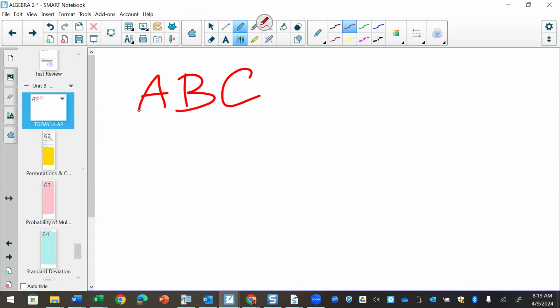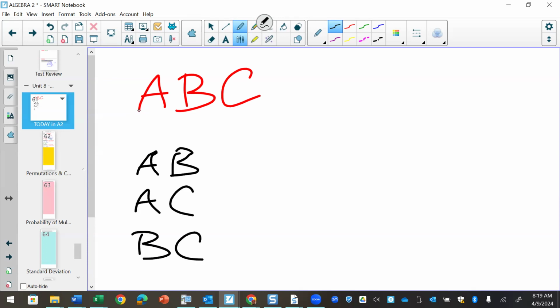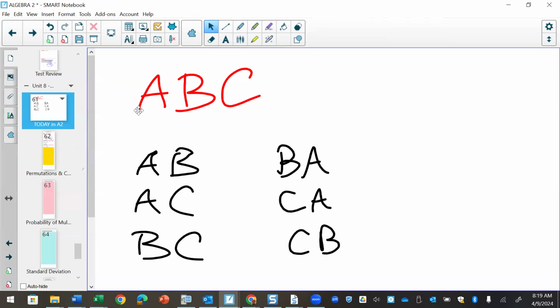Okay, so give me some. I'll get us started. A, B, keep going. AC. AC, keep going. BC. BC, three more. CB. CB, BA, and CA. Okay, so those are all the possible combinations. Oh, I shouldn't use that word. Those are all the possible pairings that we can get from ABC if we pick two at a time.